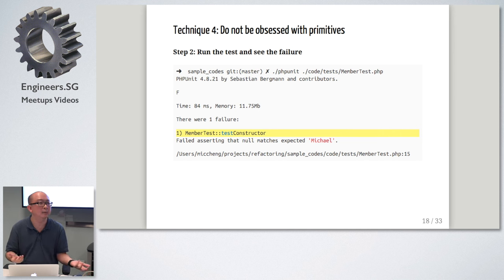For example, I cannot find the member class. What does that tell you? If the error message says the member class is unknown or not found, you're probably not including or requiring members.php in your test suite. So that's a wrong type of failing test. The right type of failing test is when I expect to find the first name, and the first name is not there.